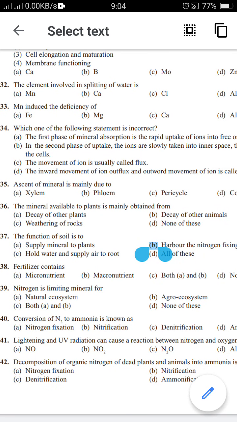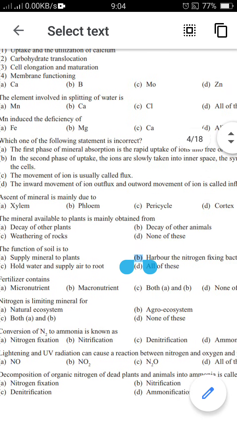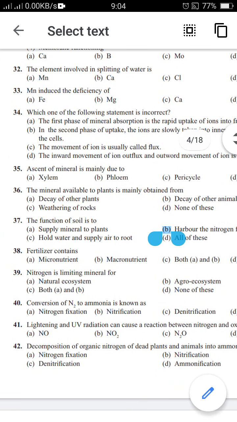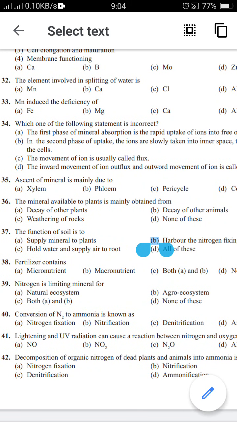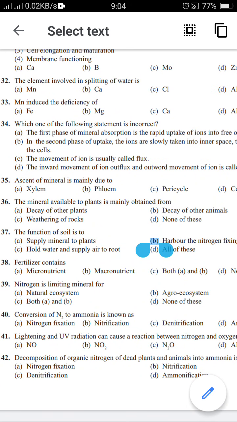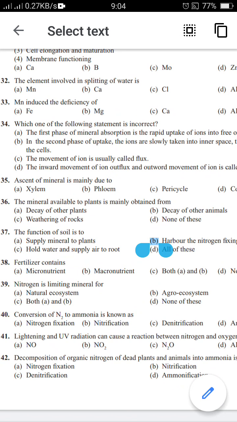Next, 33 question. Mn induced deficiency of option A Fe, option B Mg, option C Ca, and option D all. So the correct answer for this question is option D, all the above. Mn induced deficiency of Fe, Mg and Ca. So we learned about this one in the previous class, right? So I would like to tell you one important point.